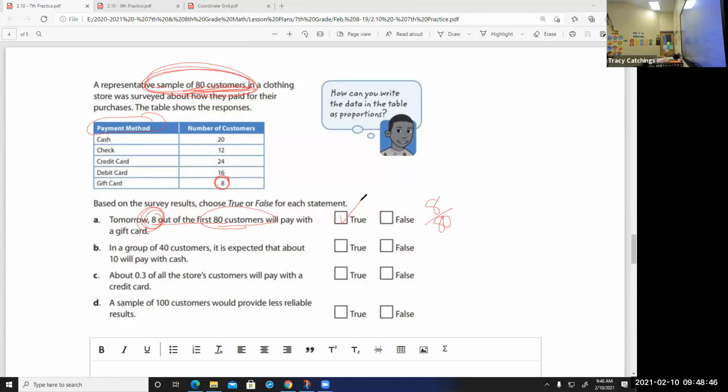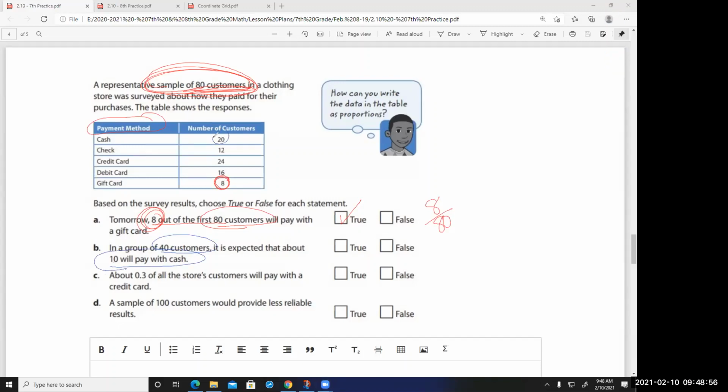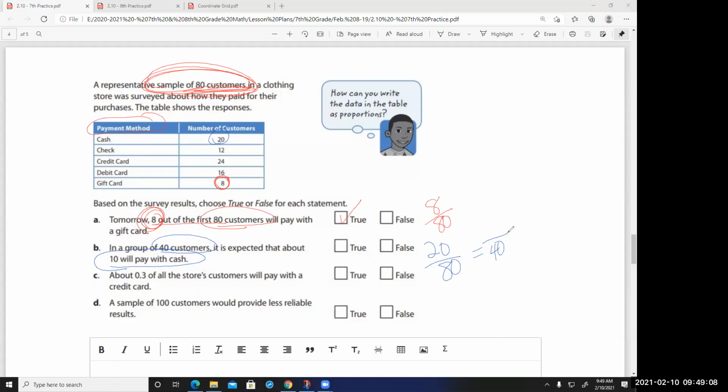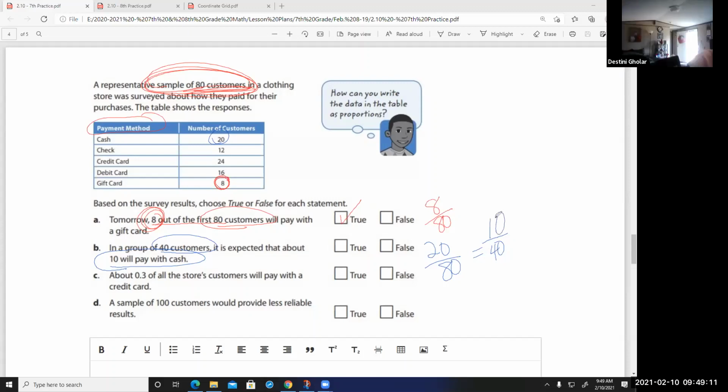All right, part B says in a group of 40 customers, it is expected that about 10 would pay with cash. How many pay with cash now? 20. So that was 20 out of 80. And then they said that we have 40 customers. So it looks like they cut it in half. Half of 20 is 10. Would you say that's true or false? True.